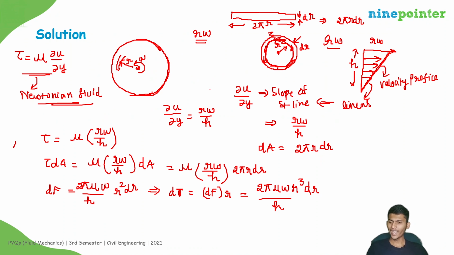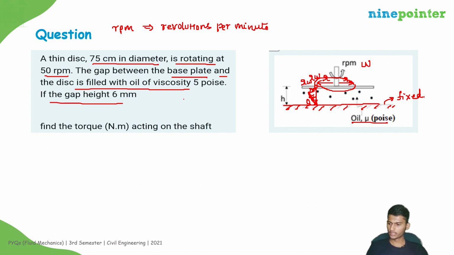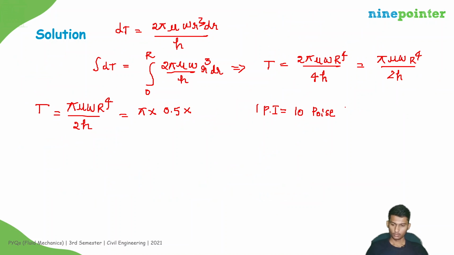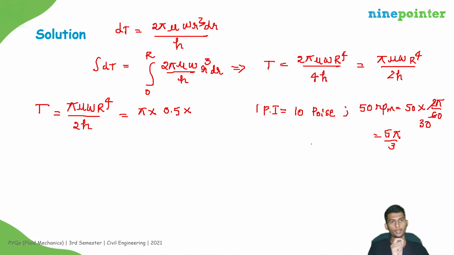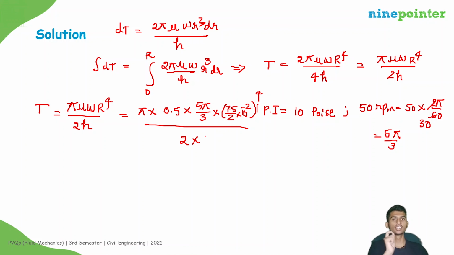Omega, the angular velocity, is given as 50 rpm. We need to convert it into SI units, so 50 rpm is equal to 50 into 2 pi by 60. So that will be 5 pi by 3, right? Omega is 5 pi by 3 in SI units. And R is 75 by 2 into 10 power minus 2, whole power 4, divided by 2 into gap, which is 6 mm. So 6 into 10 power minus 3 meters.